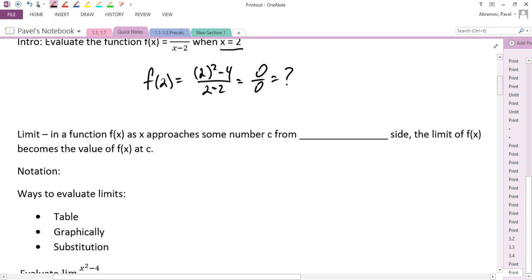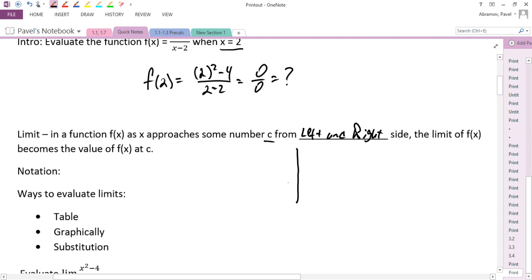So a limit is a function f of x as x approaches some number c, from both the left and right side. The limit of f of x becomes the value of f of x at c.